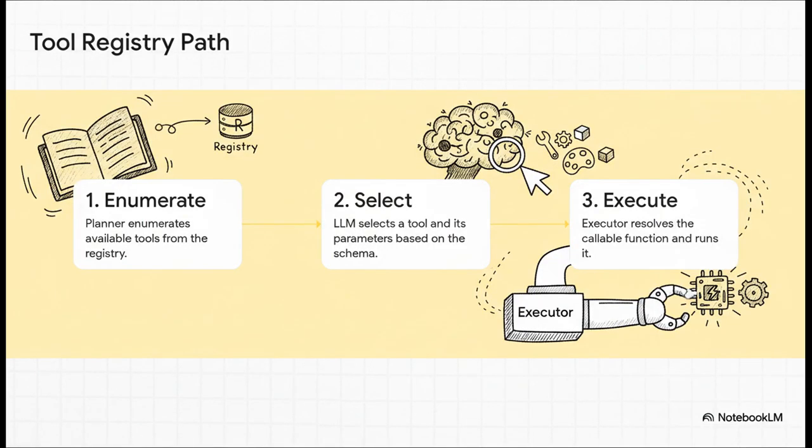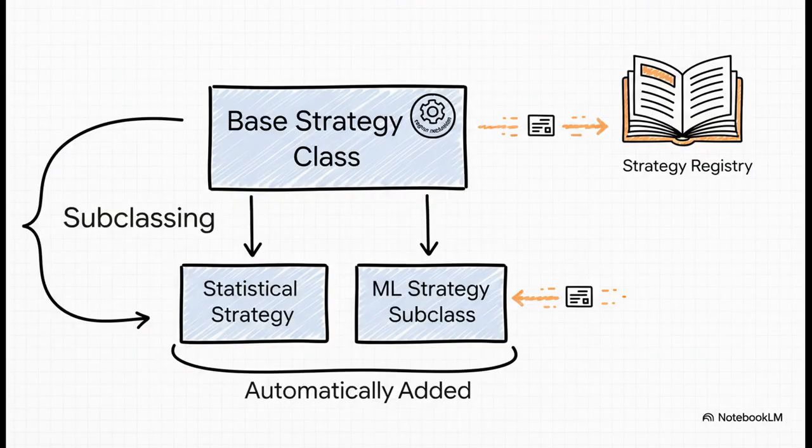And you can see how this creates a beautiful workflow. The agent's planner just asks the registry, hey, what tools do you have? It gets that list of schemas and passes them to the LLM. The LLM makes its choice, picks the tool and the parameters, and then the agent's executor just uses the registry to look up the actual Python function by name and run it. Simple and powerful.